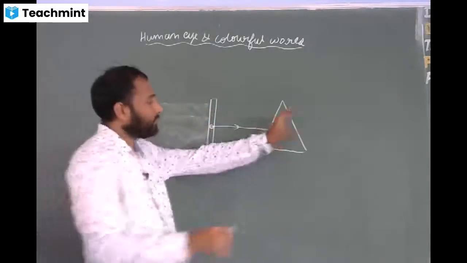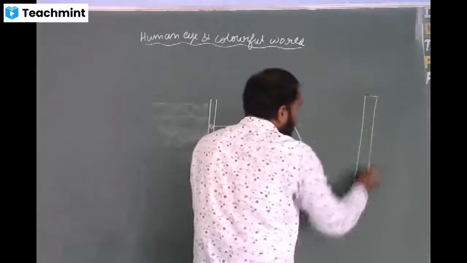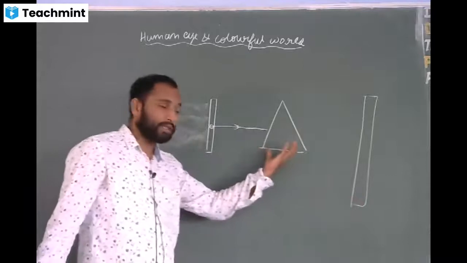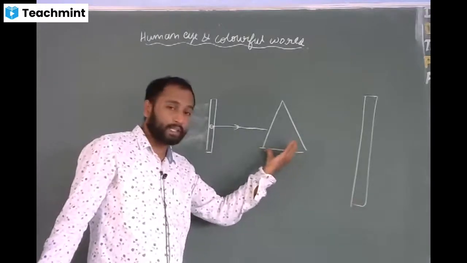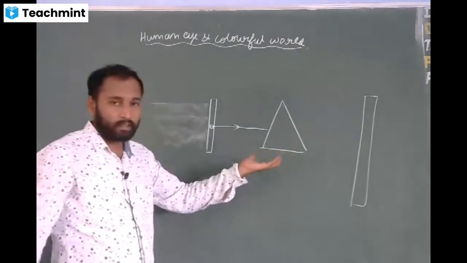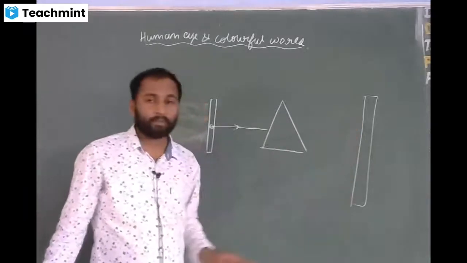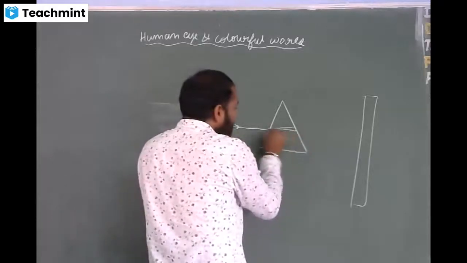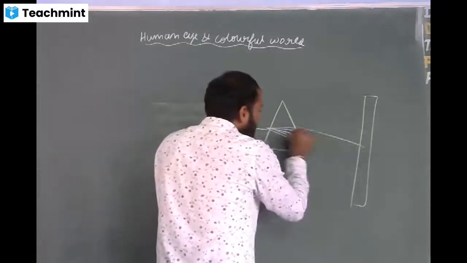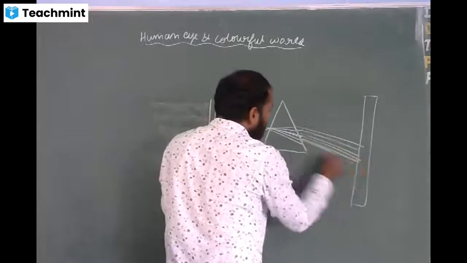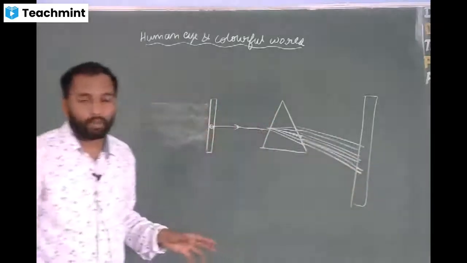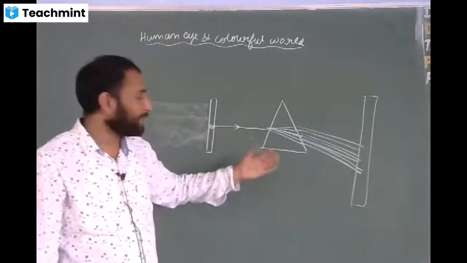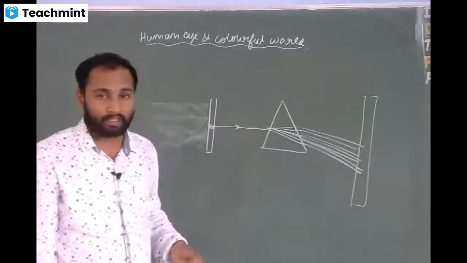We will place a screen on the other side of the prism. Now we will start turning this prism until we get a band of colors on the screen. So I'll start rotating this prism. After rotating to a particular point, I will see a band of colors obtained on the screen. Okay. So why is this band of colors obtained on the screen? What actually happened inside the prism? Okay, that we will discuss now.